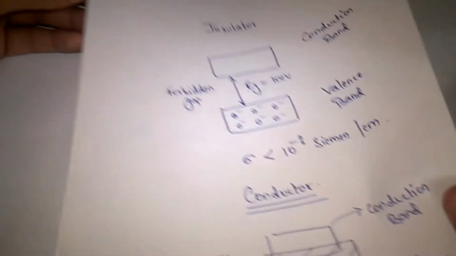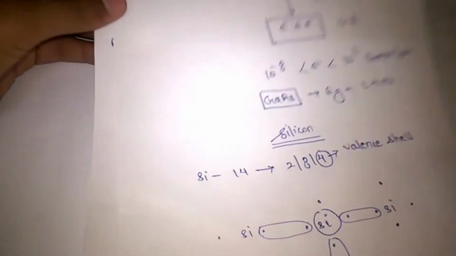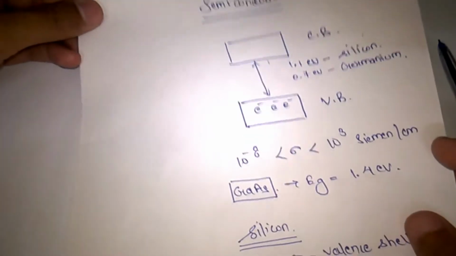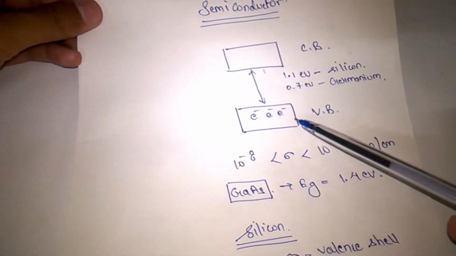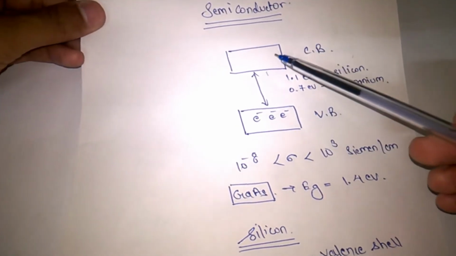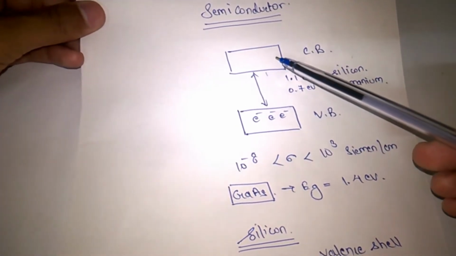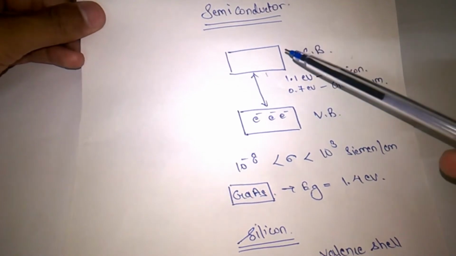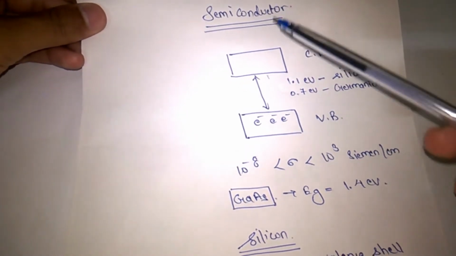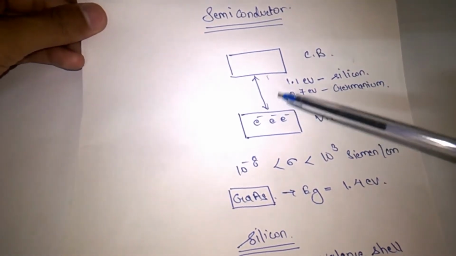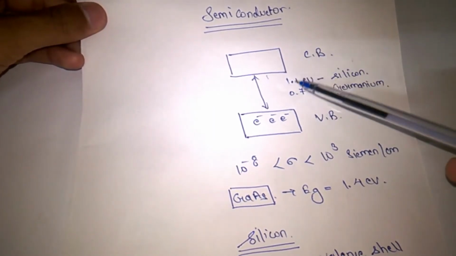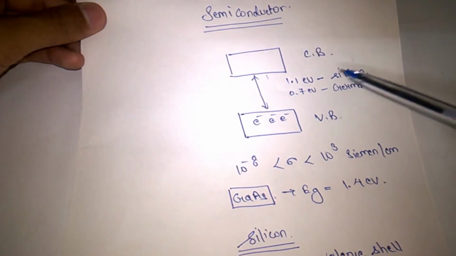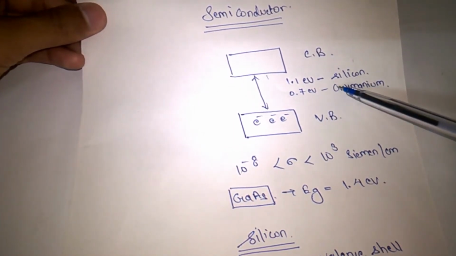We have also considered the semiconductors. In the semiconductors, we have seen that at absolute zero temperature, all the carriers will lie in the valence band and the conduction band will remain empty. So we can say that at absolute zero temperature, a semiconductor will act as an insulator. We have also seen the energy gap of a semiconductor, that it is 1.1 electron volt for silicon and 0.7 electron volt for germanium.